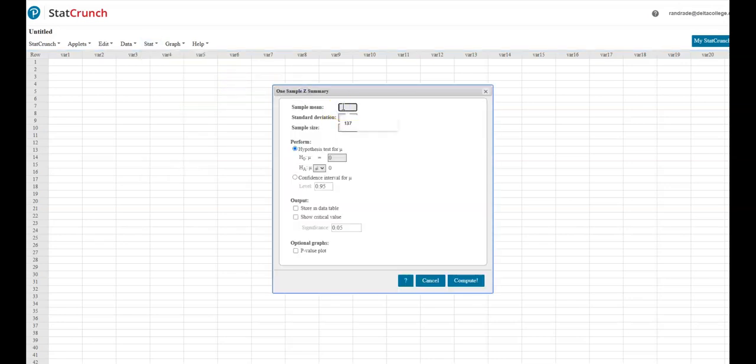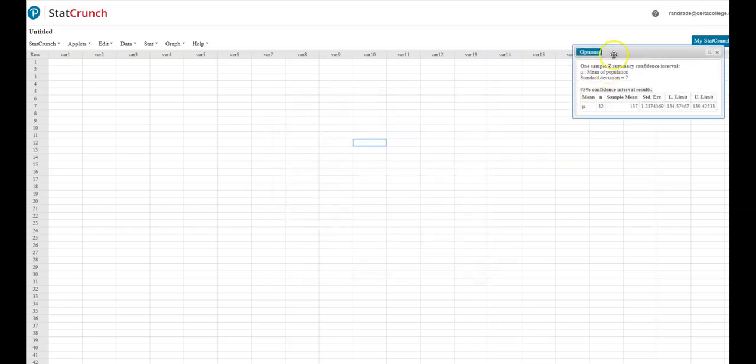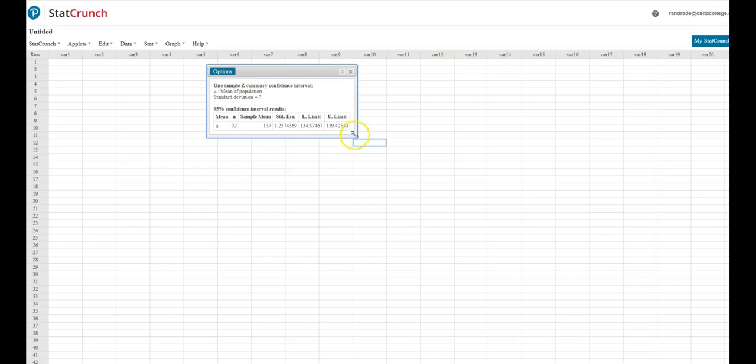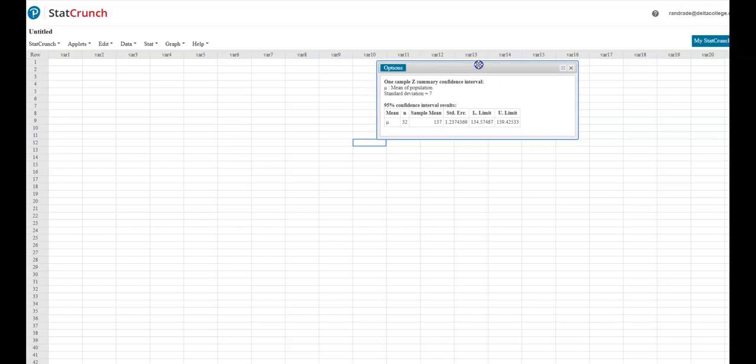So the sample mean was 137. The standard deviation was actually 7. Sample size is 32. I had tested it previously. And then you're doing a 95. And that's actually it. So please compute it. And for this lab, all I need is a picture. Let me double check that we're matching 134 and a little bit of change, 139 and a little bit of change. So this would be the second picture.